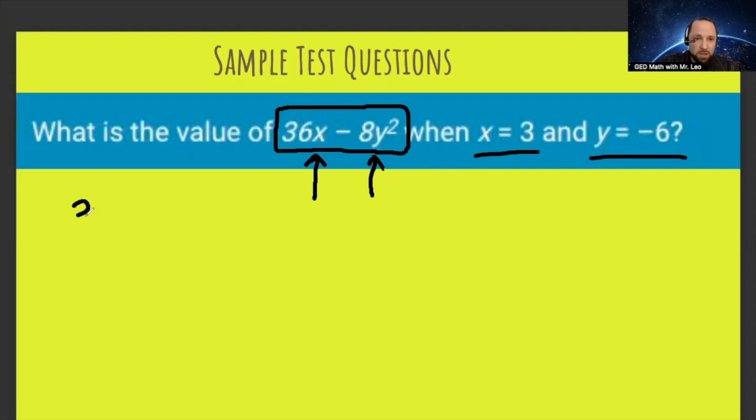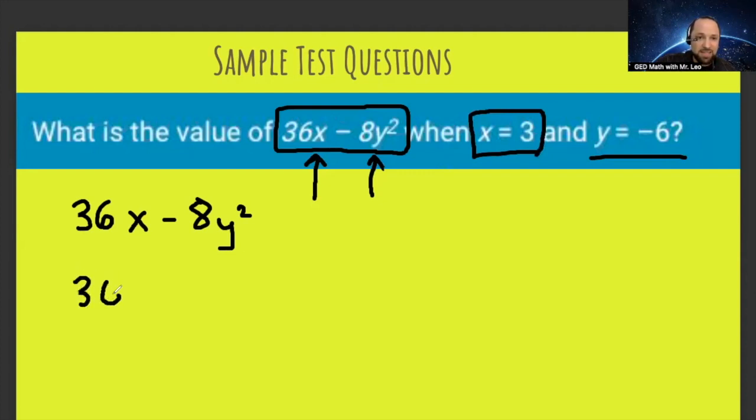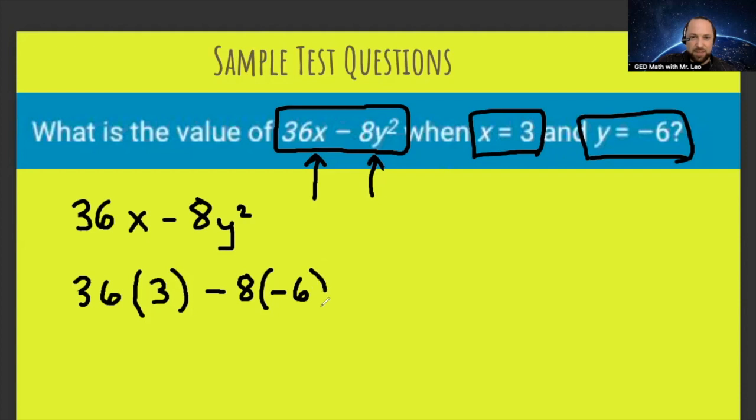So I'm going to rewrite it here. You know what? I'm going to write the full thing first. 36x minus 8y squared. You'll notice this x is an algebra x. It's not a multiplication x. And they're telling us x equals 3. So right here, rewrite the whole thing. Bring down the 36. And instead of x, I want you to open a parenthesis and put the number 3 there. Okay. Bring down the minus sign. Bring down the 8. Now I see a y. Here is y equals -6. I want you to open a parenthesis and put that -6 there. And then don't forget that second power right there.